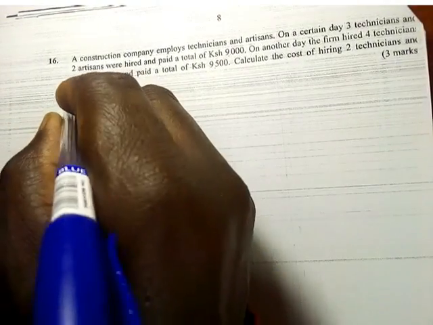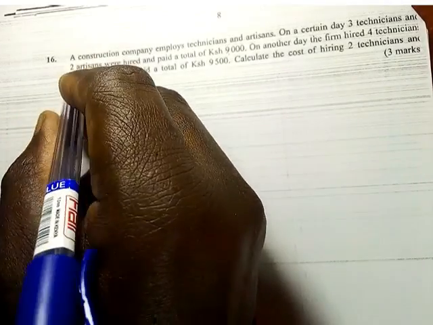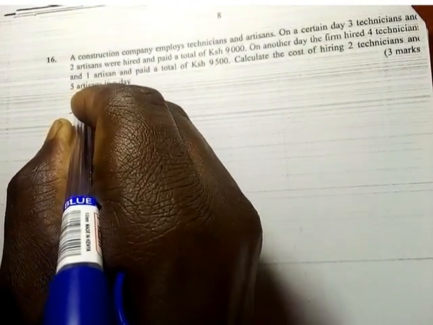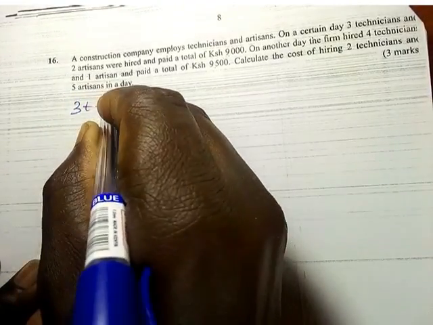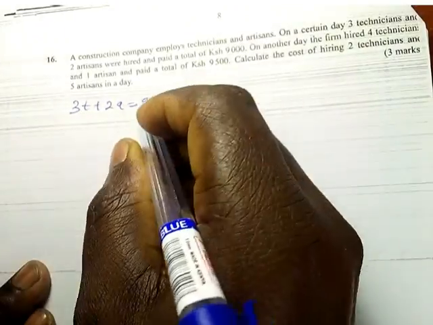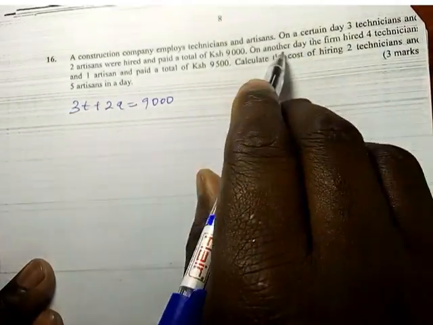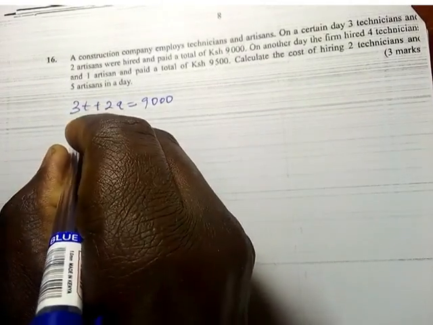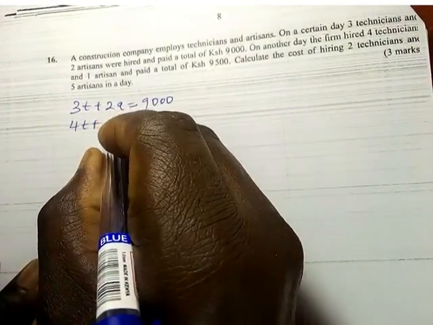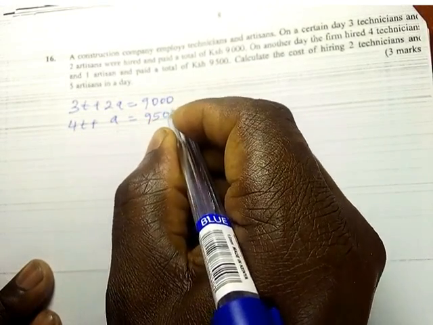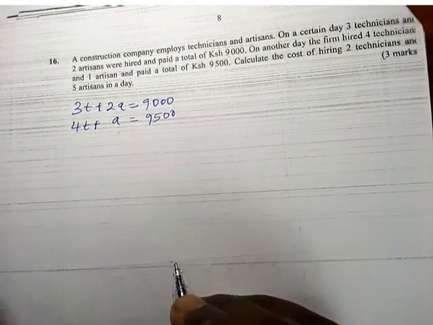So let us take T for technicians and A for artisans. The first day, they brought 3 technicians plus 2 artisans and they paid 9,000. That's the first equation. On another day, they employed 4 technicians, 4T, plus 1 artisan, that is A, and that one cost them 9,500.